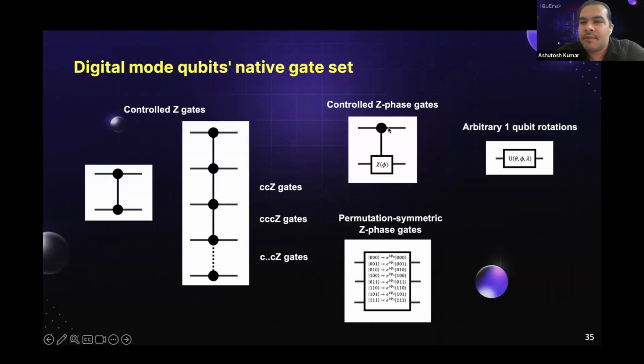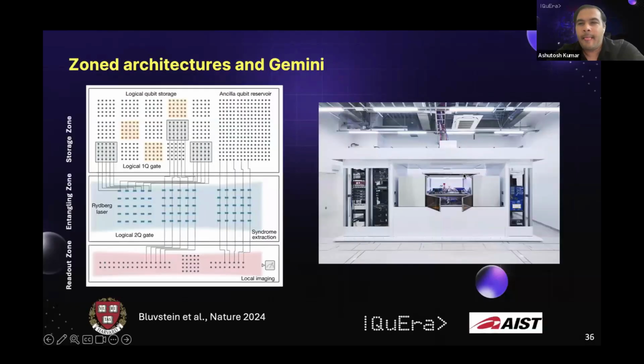We also have controlled-Z phase gates, actually, and these gates can also be generalized to permutation symmetric Z phase gates. Of course, to be able to do universal fault tolerant quantum computation, you need arbitrary single-qubit rotations as well, which can be done on the hardware. This is a very neat thing associated with our gate-based quantum computer, Gemini.